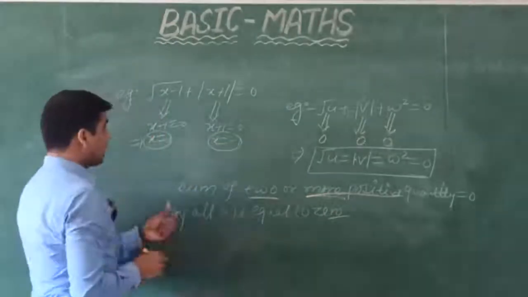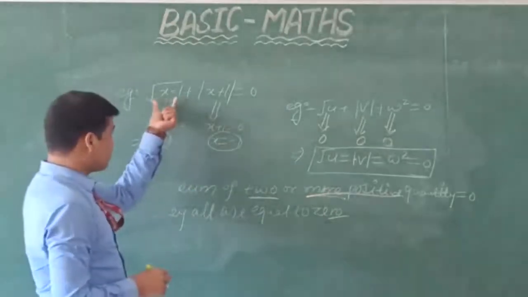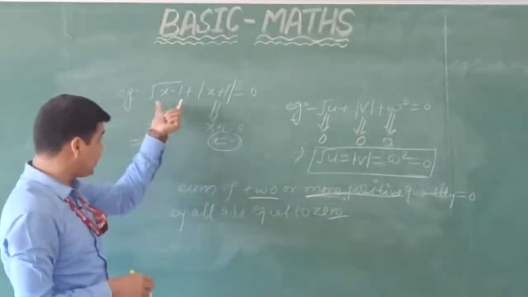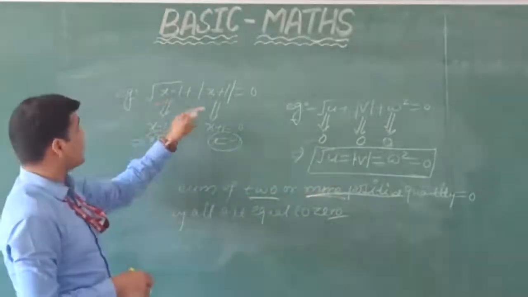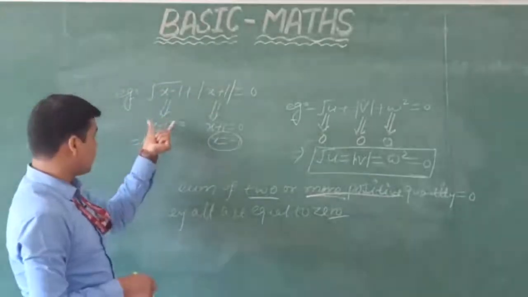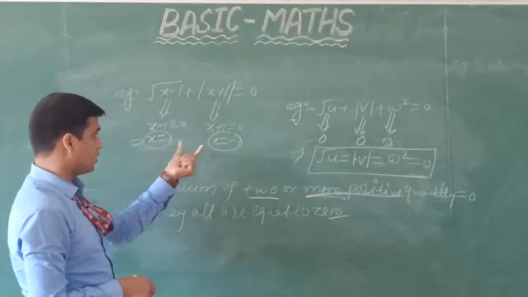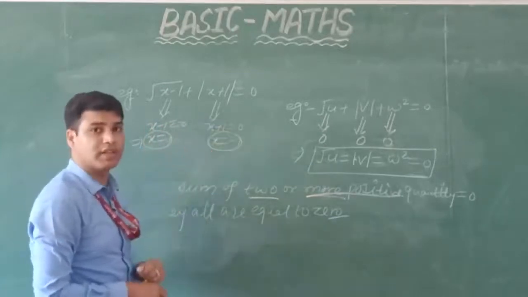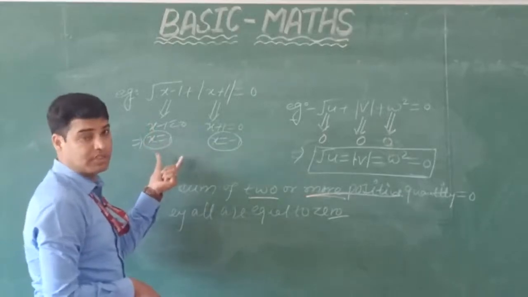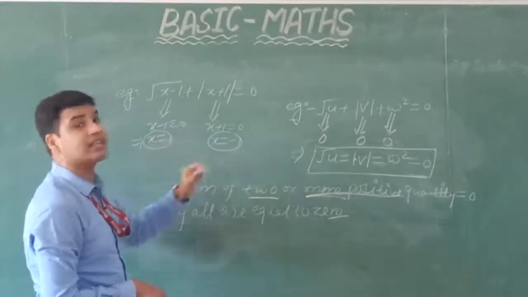See this here, actually the sum of two or more positive quantities equals to 0, then they all are equal to 0, meaning this should be 0 and this should be 0, then it is possible. Okay, so here we are putting 0, so we are getting x equals to 1. Here we are putting 0, then we are getting x equals to minus 1. So at a time, no two values are possible. Here we are getting x equals to 1, here we are getting x equals to minus 1.